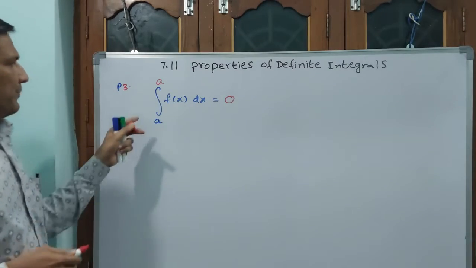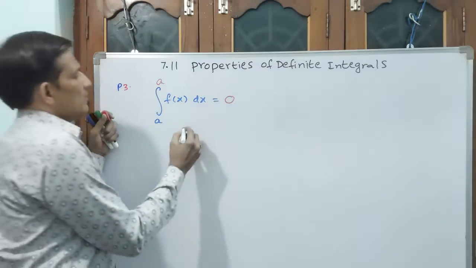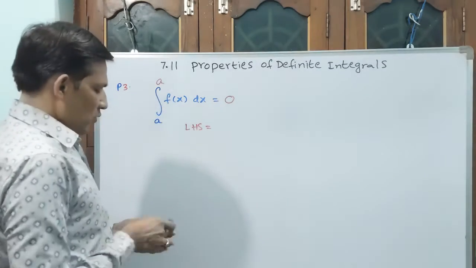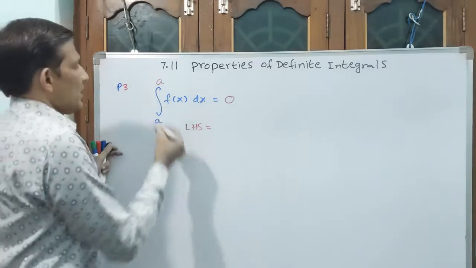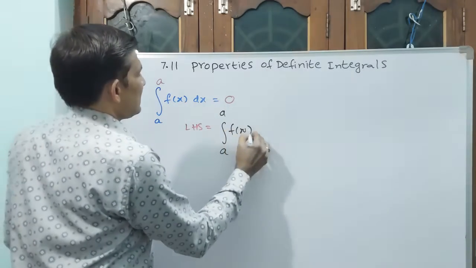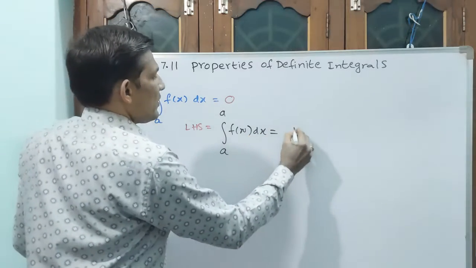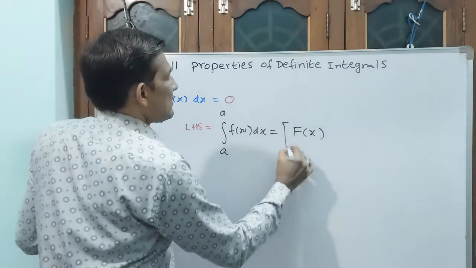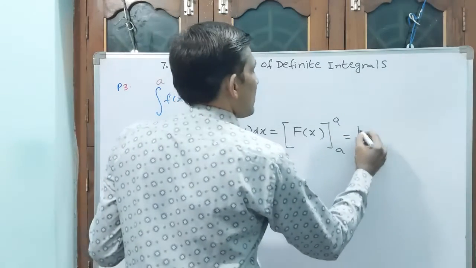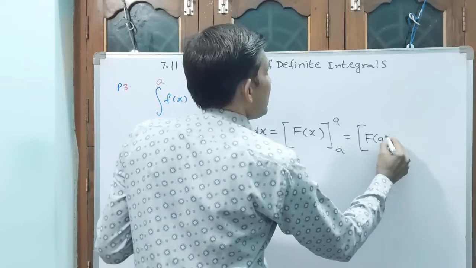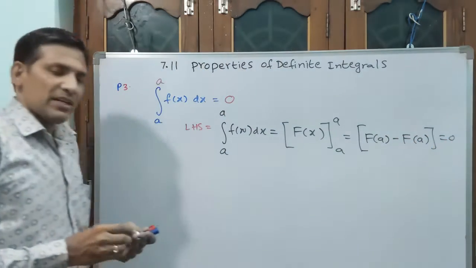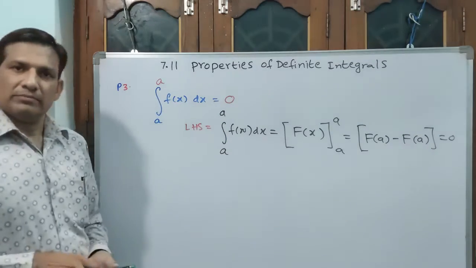How it comes, you see. LHS I have taken. How am I going to prove it? Observe carefully. Integral a to a of f of x dx is equal to capital F of x from a to a. That is equal to F of a minus F of a. That is equal to 0. Is it okay? That is equal to RHS, and you write this and close this property.